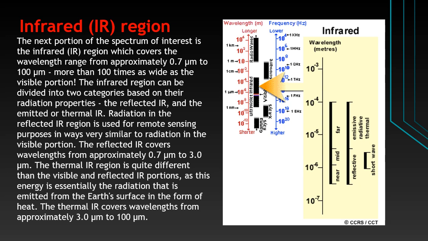The thermal IR region is quite different than the visible and reflected IR portions, as this energy is essentially the radiation that is emitted from the Earth's surface in the form of heat. The thermal IR covers wavelengths from approximately 3.0 micrometers to 100 micrometers.